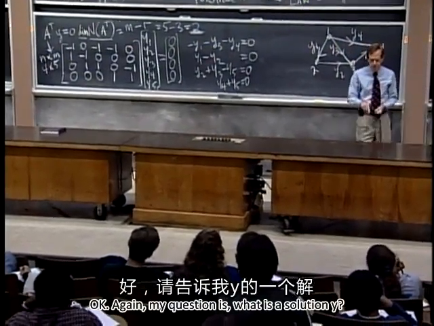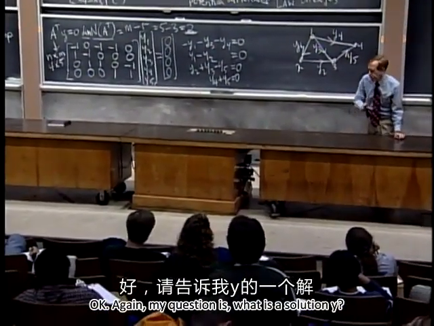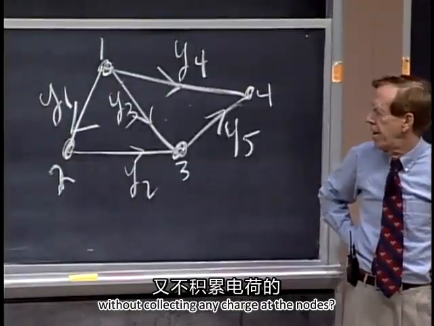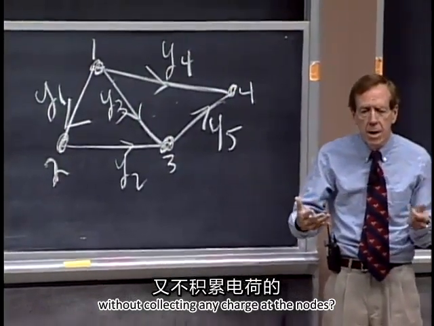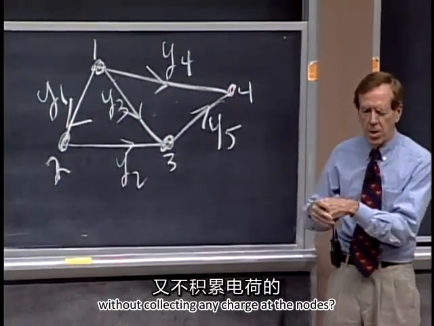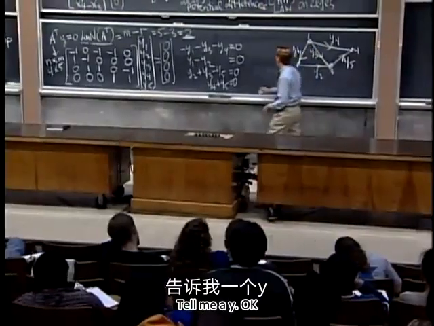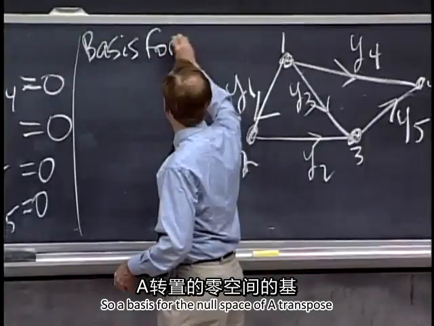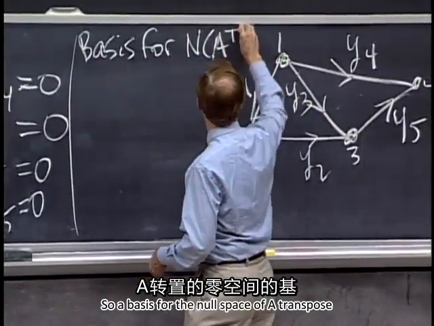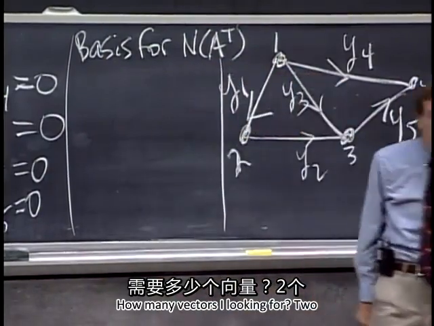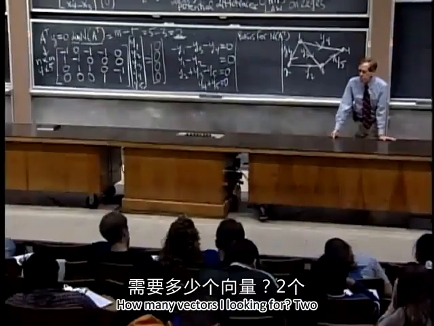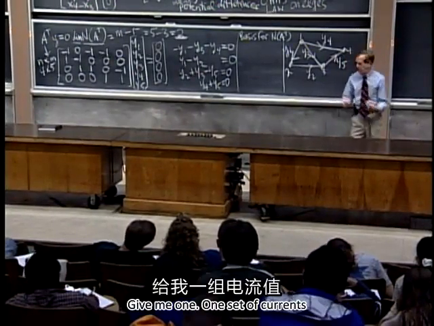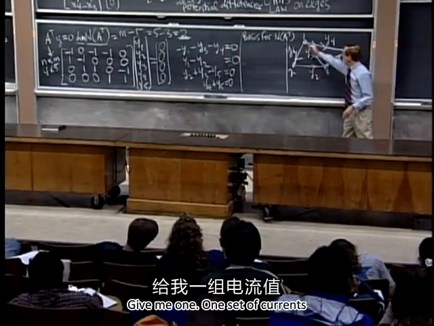Again, my question is, what is a solution y? How could current travel around this network without collecting any charge at the nodes? Tell me a y. Okay, so a basis for the null space of A transpose. How many vectors am I looking for? 2. It's a 2-dimensional space. My basis should have 2 vectors in it. Give me 1. One set of currents.